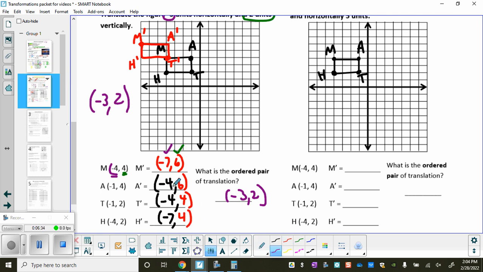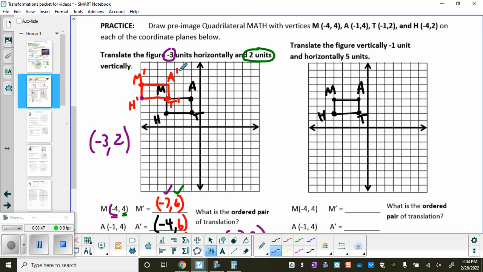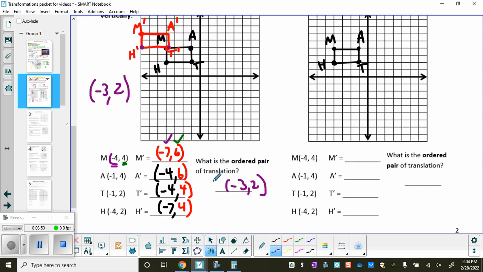And these points right here are each of these vertices. For example, H prime, if I go back 7 up 4, hey, I got H prime, that's it. So for these, you've got a couple of options. You could literally go point by point on the grid and say, okay, I'm going to go back 1, 2, 3, up 1, 2, plot. Or you could just use the ordered pair of the translation to get your new prime points.